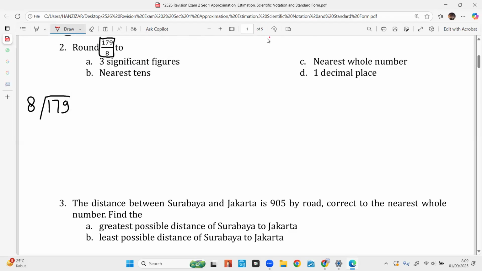So 2, right? 17 divided by 8 is 2, and then 2 times 8 is 16. Then you subtract, you get 1, and bring down the 9 to make 19. After you get 19, divide by 8, you will get 2 also, and then 2 times 8 is 16, you get 3. You put an extra 0. Whenever you put an extra 0, you put an extra decimal.